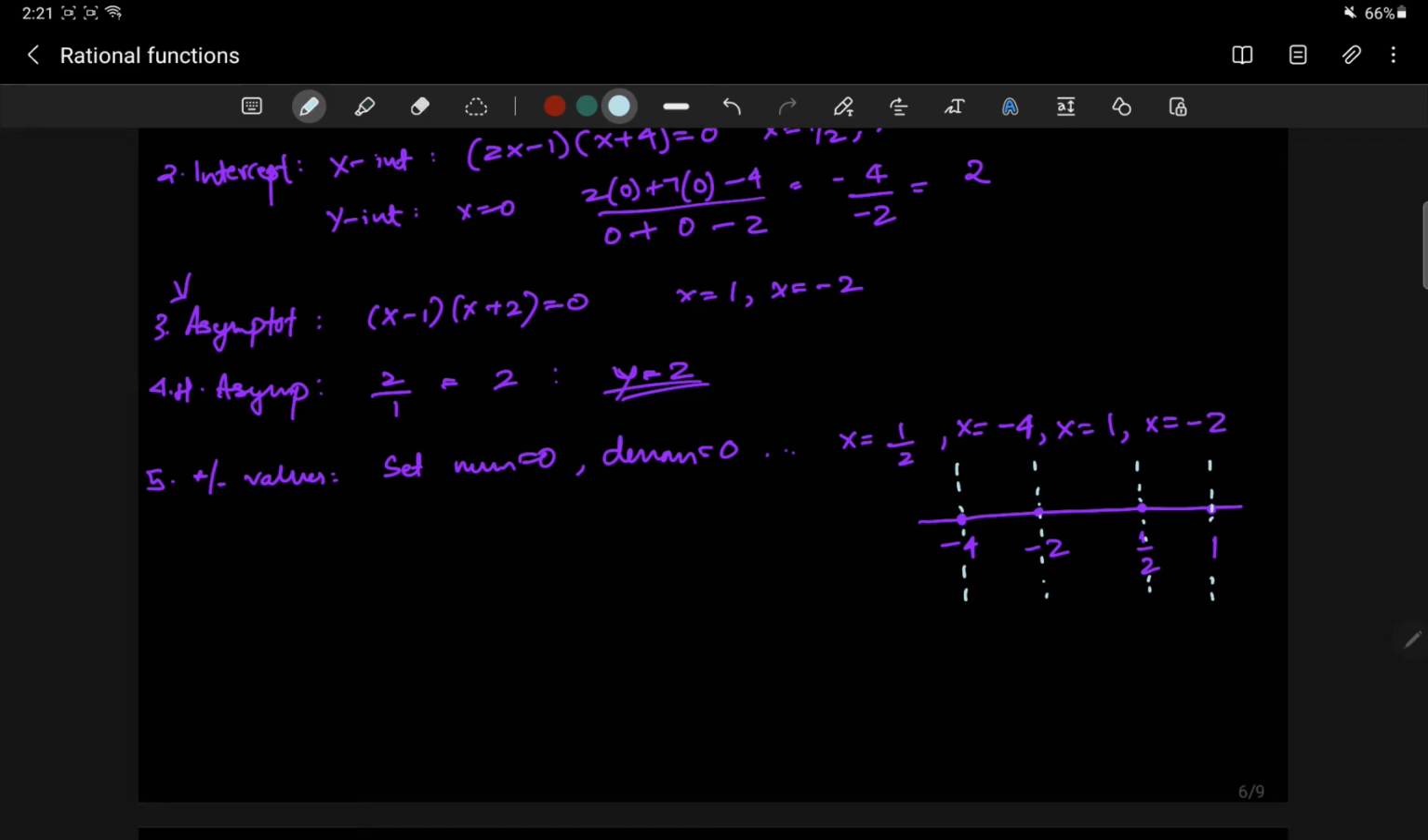I'm going to pick some point in each of these. So here, let's say I pick -5. Some number between -4 and -2 is -3. A number between -2 and a half is 0. A number between a half and 1 is 3/4. And a number more than 1 is 2.